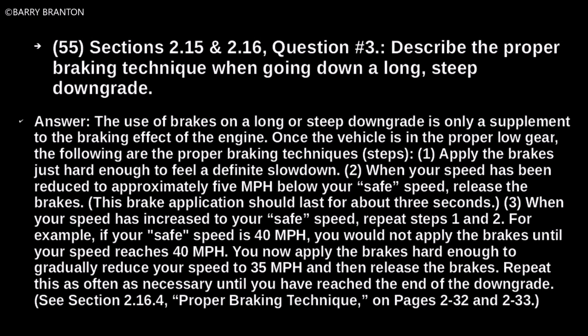For example, if your speed is 40 miles per hour, you would not apply the brakes until your speed reached 40 miles per hour. You now apply the brakes hard enough to gradually reduce your speed to 35 miles per hour, and then release the brakes. Repeat this as often as necessary until you have reached the end of the downgrade.